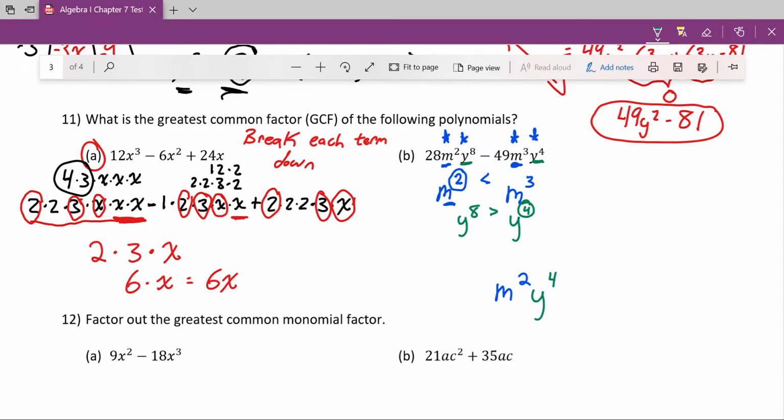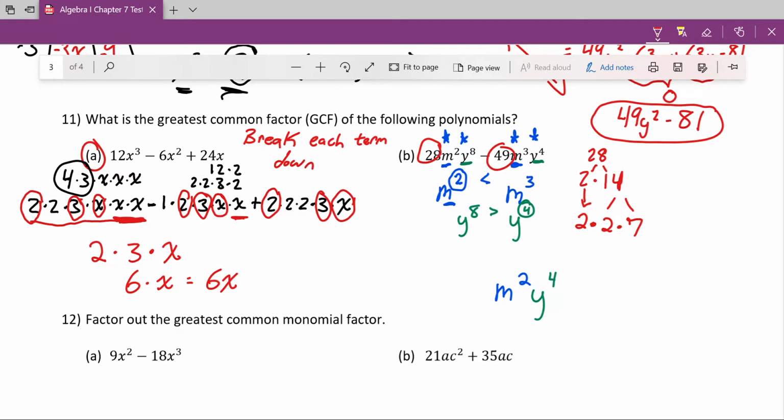So now we have to figure out what the leading numbers share in common. Now the leading numbers, 28 and negative 49, we're going to break these down just like we did for 11a. So 28 breaks down to 2 times 14. So I'll just write it here. 2 times 14. Well, I can break down 14 again. I know 14 breaks down to 2 times 7. So this 2 gets carried down. So I know that 28 is really just 2 times 2 times 7.